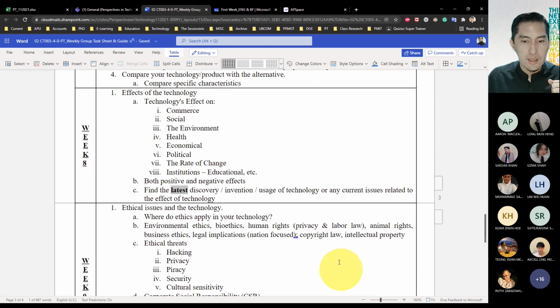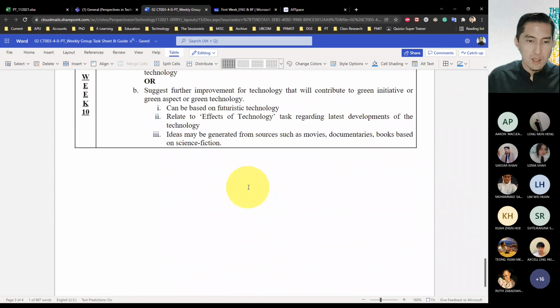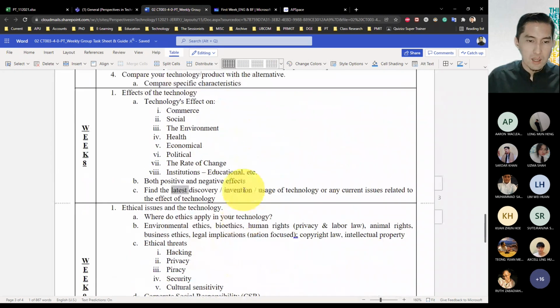Okay, and that's basically it. So that is for week 8. As you can see, we're almost towards the end. You only have 2 more weeks of weekly tasks to go. This will take effect today, and your submission will be by next Sunday, all right?